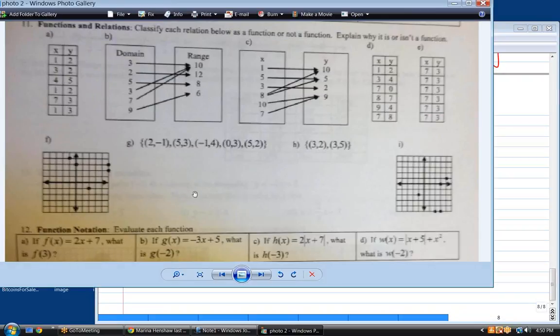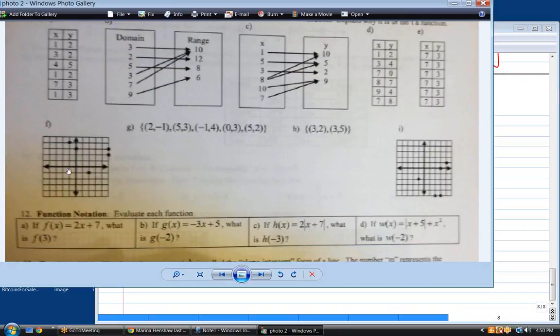And f, down here, the graph. I like what they're doing here. They're giving you functions in all kinds of different types. When you connect the dots on f, does it pass the vertical line test? No. So therefore it is not a function. Or you could say when x has a value of 5, y has two different values. About g.